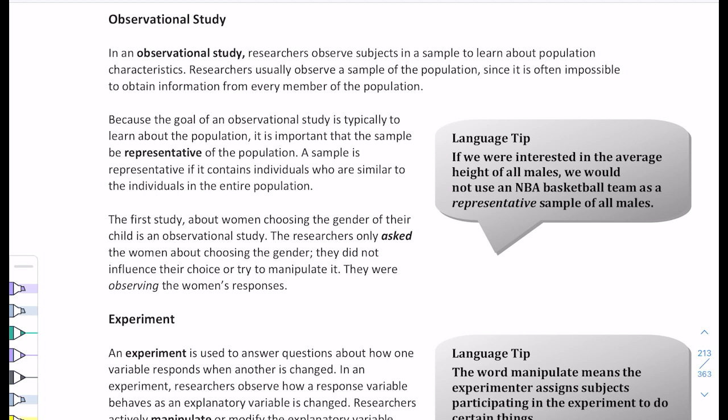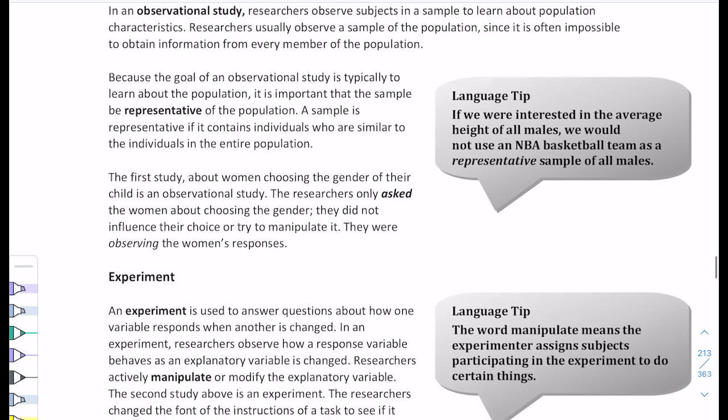It's very important when you're doing an observational study that in order to learn about the population, you pick a sample that's representative. So like for instance, earlier I mentioned, what would be the height of males in the world, right? So a sample that would not be representative would be if I was to take the heights of all NBA players, because they're not representative of every single person that's in the world, right? They tend to be taller. So that would not give me a good representation, and I couldn't draw any conclusions from that.